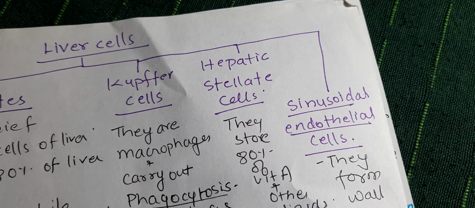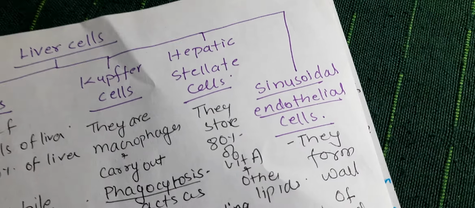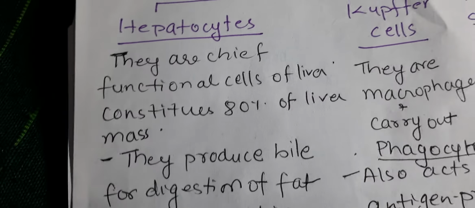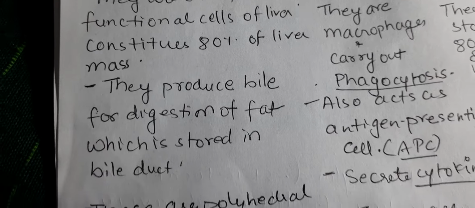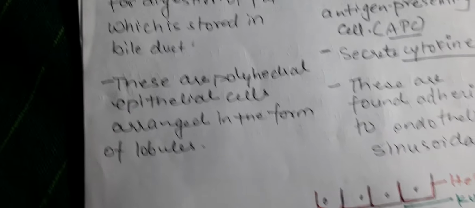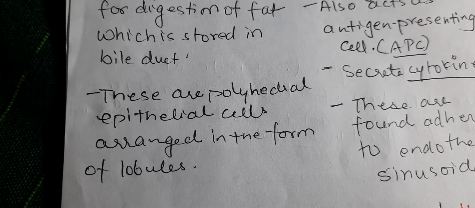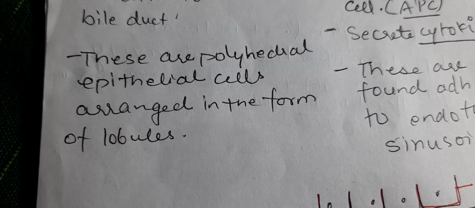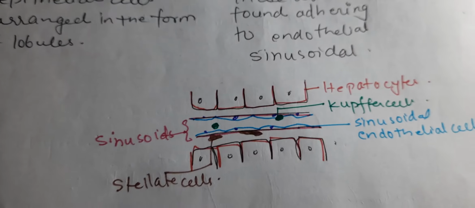hepatic stellate cells, and sinusoidal epithelial cells. So these are the chief functional cells of the liver, constituting 80% of the liver mass, and they produce bile for digestion of fat, which is stored in the gallbladder, and through the bile duct it passes. These are polyhedral epithelial cells arranged in the form of lobules. Okay, so here you can see these are hepatocytes.